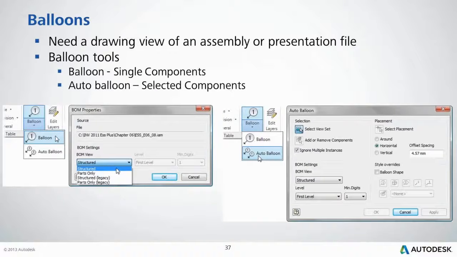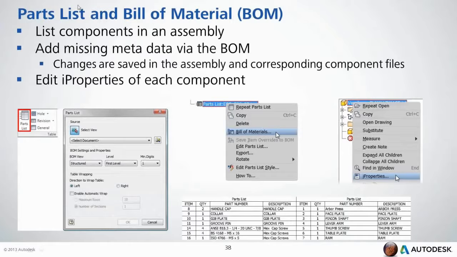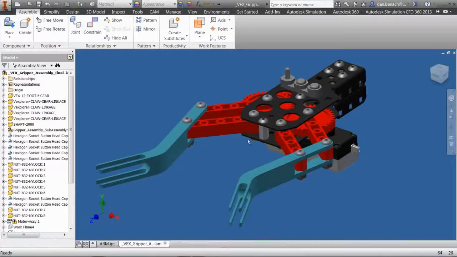And then we're going to take a look at the assembly side, how to place in balloons. And then we're going to finish up by placing in a parts list. We're also going to refer back to the iProperties and how we can complete our parts list with the bill of materials. So let me go back into Inventor here. I'm going to start up a new drawing.